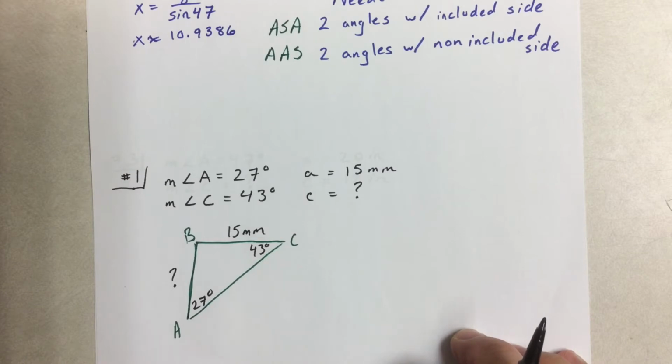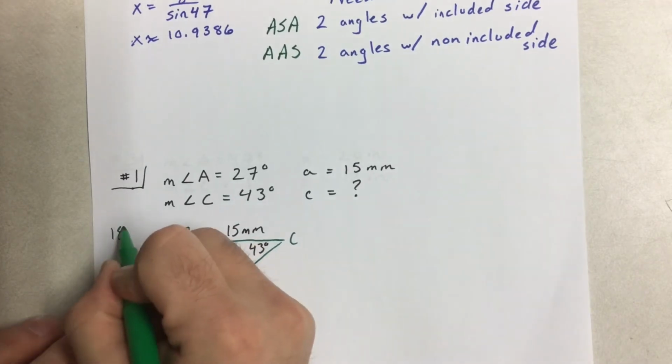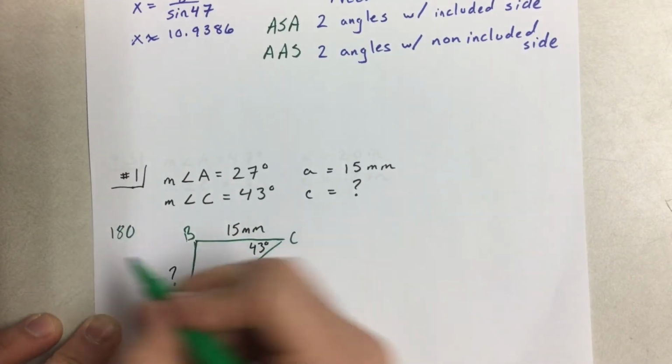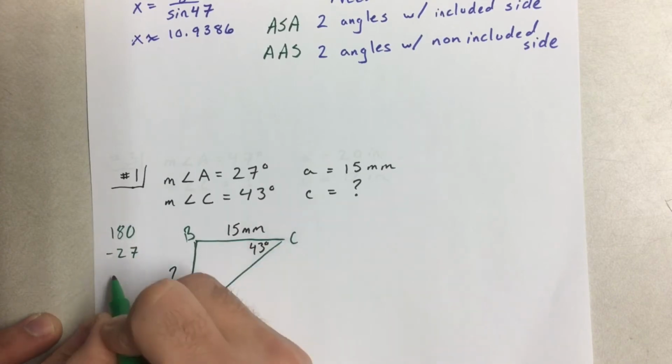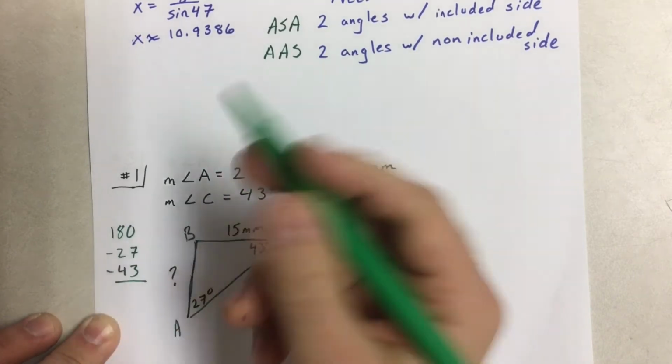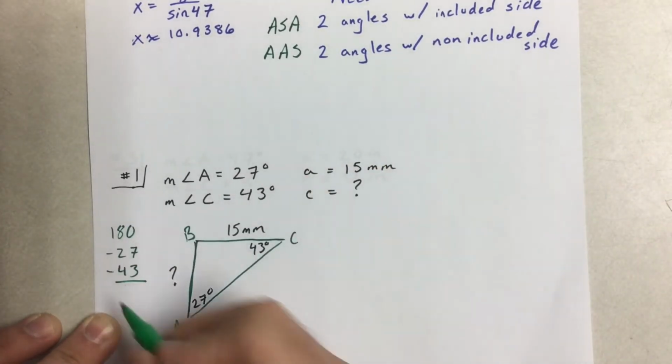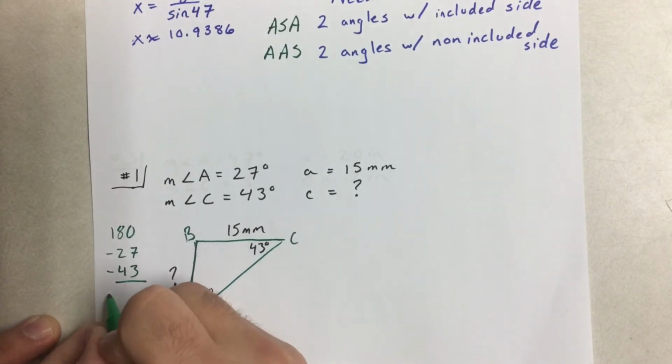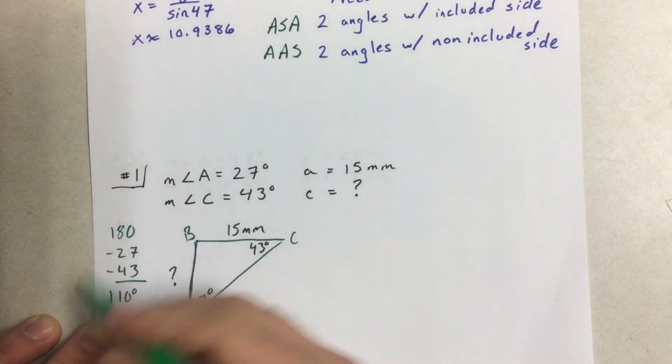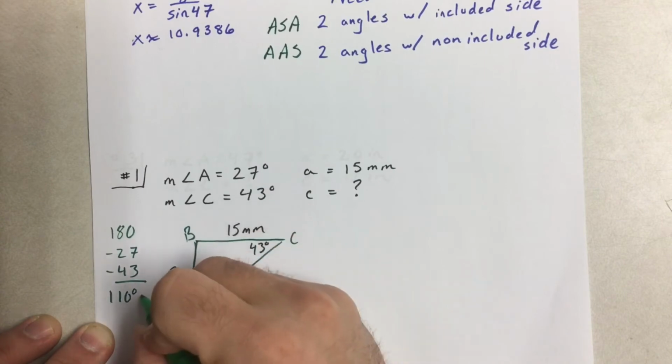Tip 2, find the third angle measure. Here we're going to find the third angle measure, knowing that the three angles have to total to what again? All right, that's 180. So you have to have three angles that total to 180. We take away the 27, we take away the 43. Doing that quick math, we find that we get 110 degrees. All right, so that is our angle B.